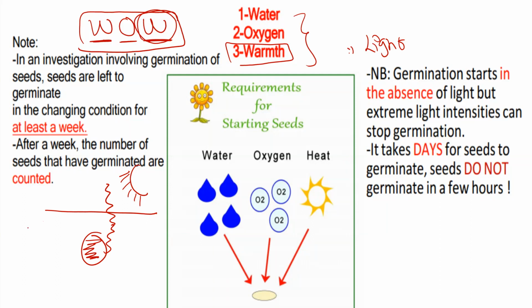What did we need? We needed water, oxygen, and a suitable temperature, which is warmth. Okay, so light is not needed, but the light should be suitable also, not extremes of light, but light is not needed for germination.